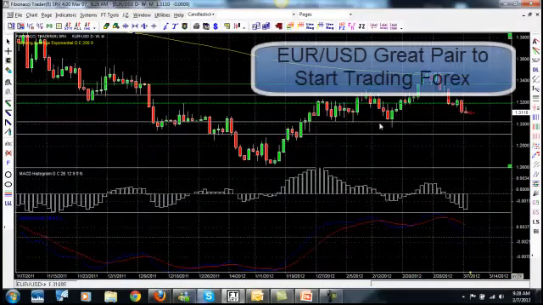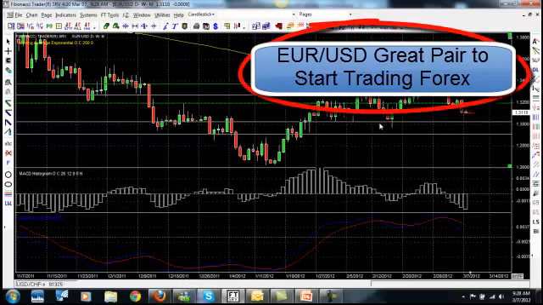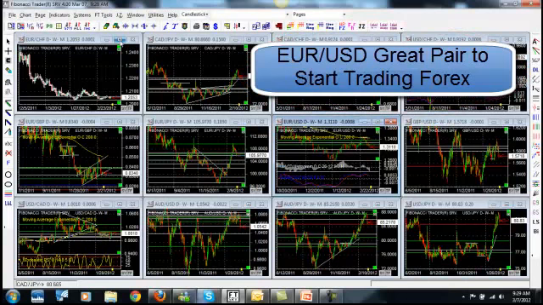The Euro US dollar. The Euro US dollar is probably one of the pairs that is the most predictable. It is not overly volatile, but it's volatile enough, because you need some volatility in the market, right? If you have no volatility, I'll show you a currency pair that we're currently in. We've been in it for a couple weeks.